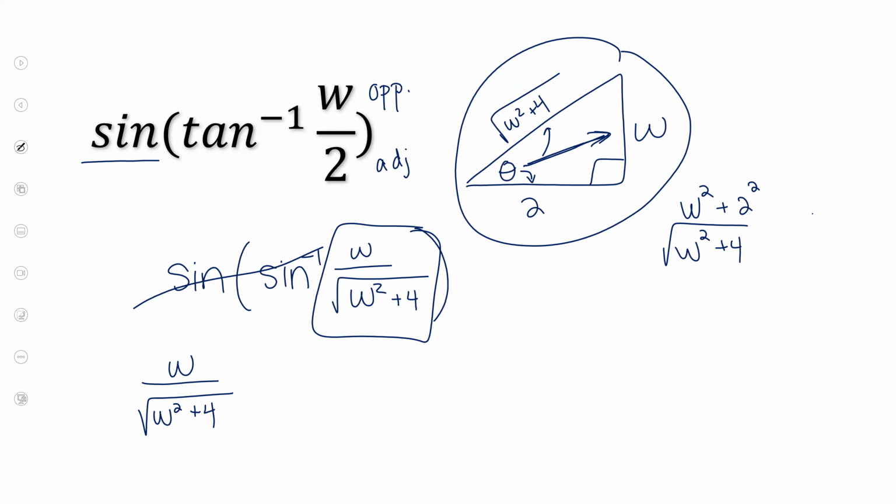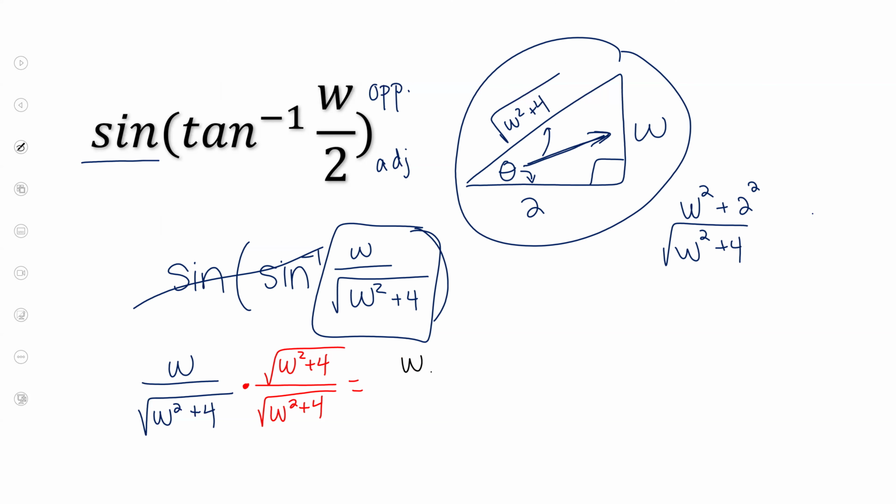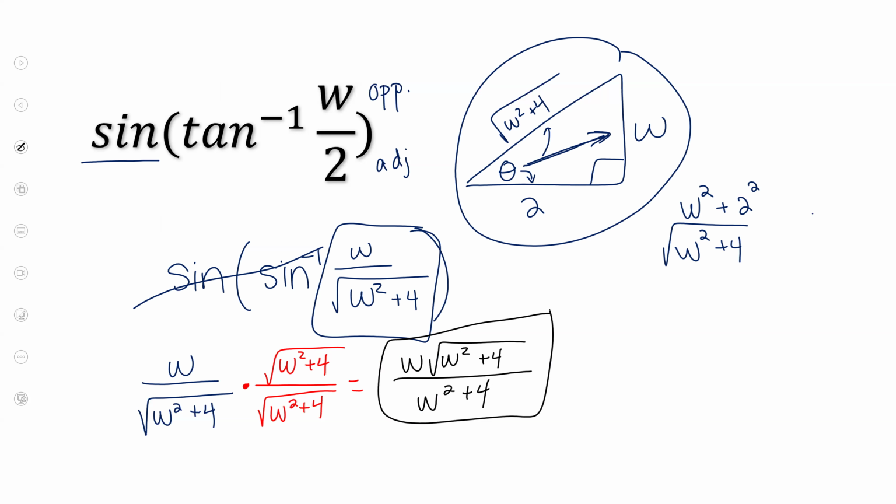Now let's make our answer presentable. We don't want a square root in the denominator, so I'm going to rationalize this. I will multiply by a ratio of 1. So this is square root of W squared plus 4 over square root of W squared plus 4. I'm just multiplying by 1. So this will become W times square root of W squared plus 4, and the denominator will be W squared plus 4. And that's your final answer.